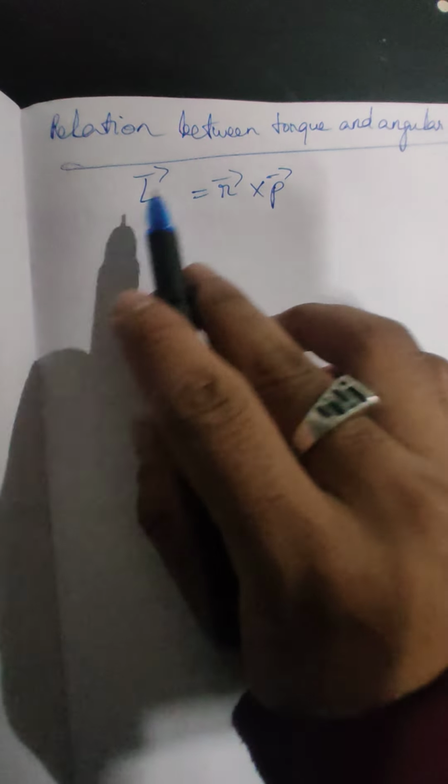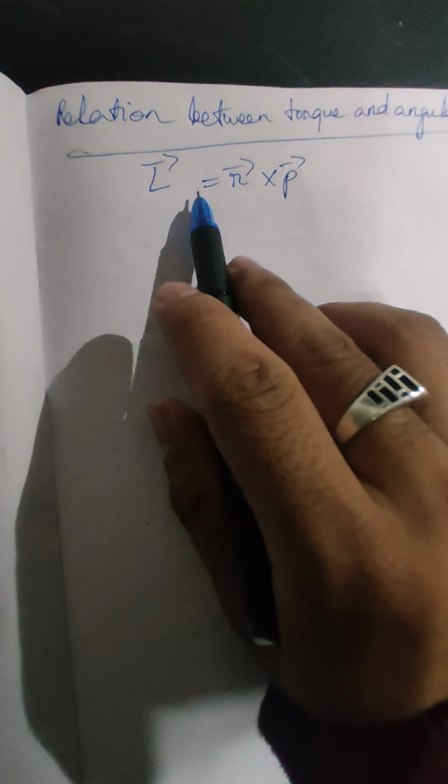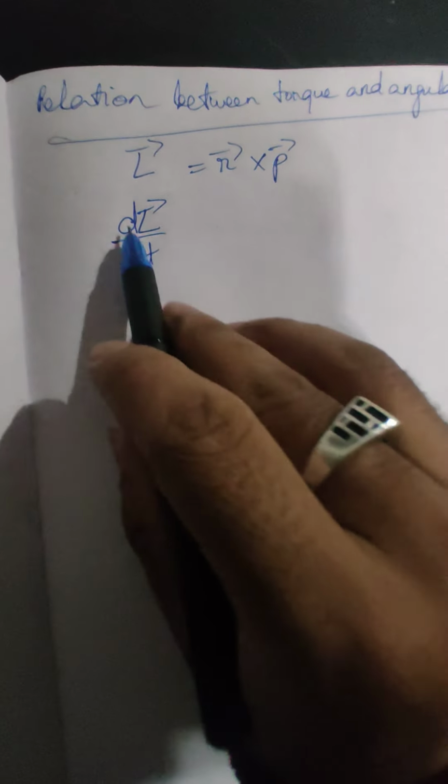Now we will differentiate both sides. The next step is differentiation. Just remember the steps, it's very simple. The next step is differentiating both sides with respect to t. So it will be d by dt of L.